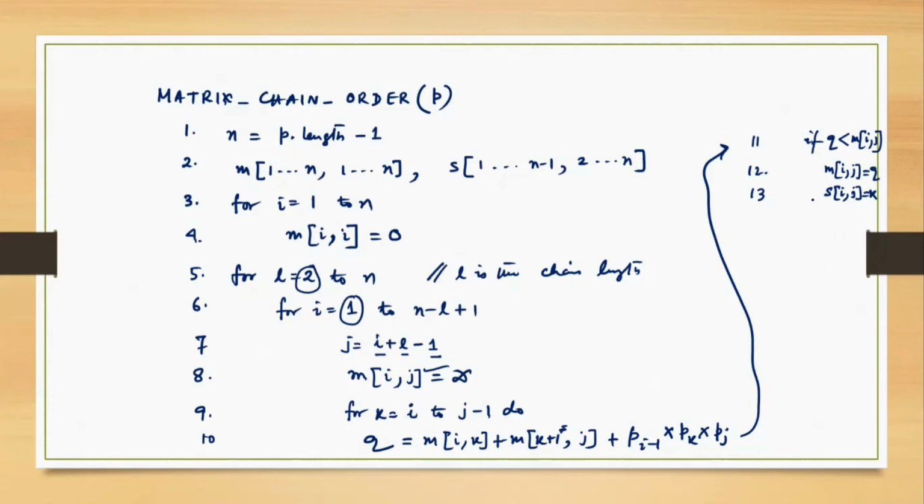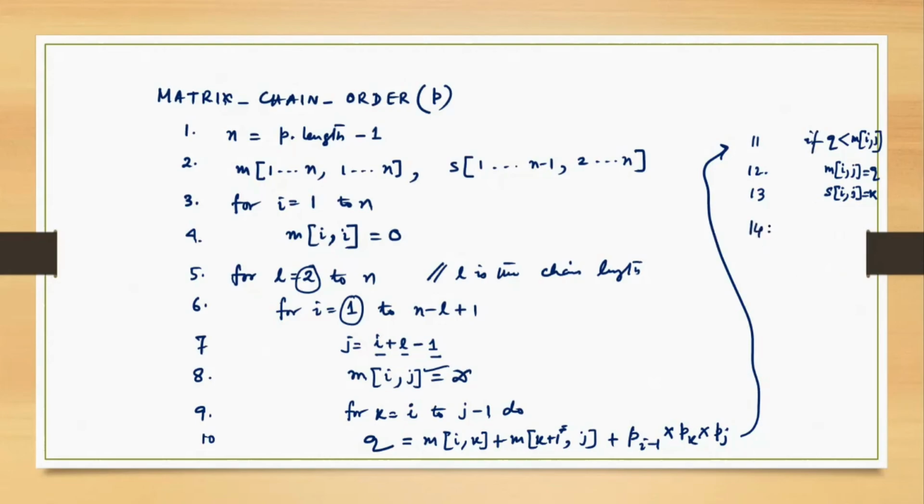So step number 11, the if block starts, and steps number 12 and 13 are under the if block. And the Q calculation, that is step number 10, 11, 12 and 13, all are under the k loop. The k loop is under the i loop. The i loop is under chain length. For every chain length, you have to solve the sub problems, then the next sub problem. In this way, you will find the solution of the full chain. So this is actually the matrix chain multiplication result.